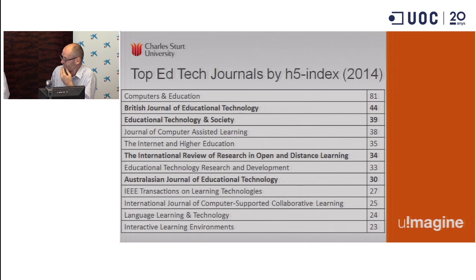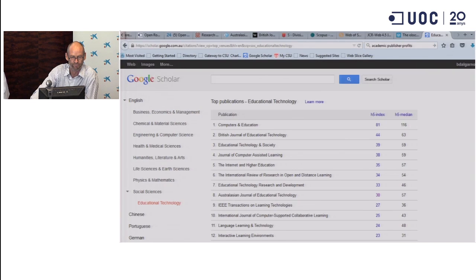But computers and ed still ahead, and obviously computers and ed, those that are familiar with the field would know that computers and ed have drastically increased their volume of publication over the past 3 or 4 years, and no surprise that as a result they've got a high H5 index.